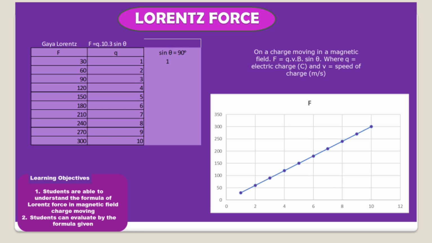From the graph, we can see the horizontal line or x-axis is showing the value of Q or electric charge, while the vertical line or y-axis is showing the value of F or Lorentz force. So it can be concluded from the graph that this graph is also linear and increasing constantly.